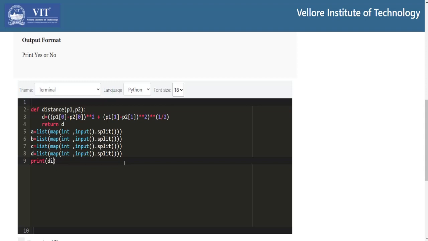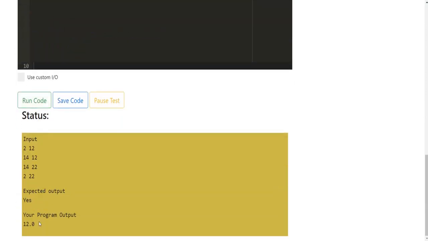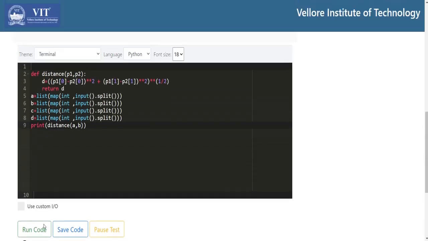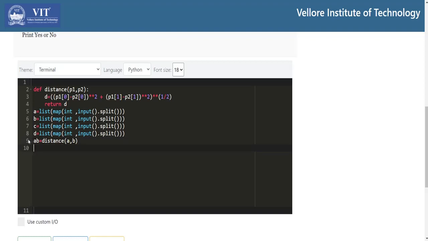So I'm going to write print distance a comma b. Let's see whether the formula that we wrote is correct or not. Yes, it is completely correct, as it is giving the output 12.0. So now we are ready to find the distance between 2 points. The distance between the points A and B is distance A comma B. Now I'm going to repeat this task 4 times to find the corresponding distances.